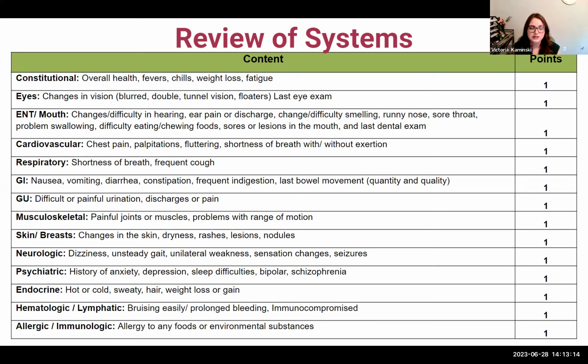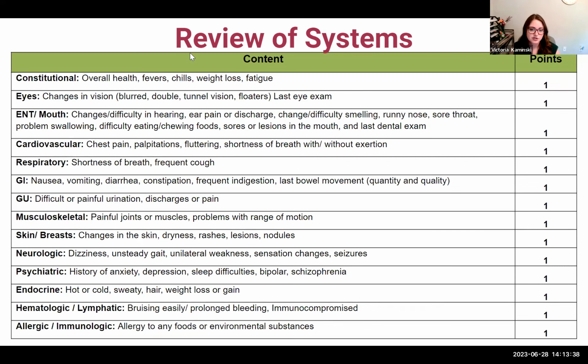Those are how you would document those things. With eyes, you're asking about changes in vision, specifically blurred vision, double vision, tunnel vision, or floaters, and their last eye exam. ENT and mouth, and I won't go through all of these systems. As you can see, all of the symptoms are listed for you. Again, this is directly from your week 5 head to toe rubric, just listed on a slide for you, so it's much easier to see.